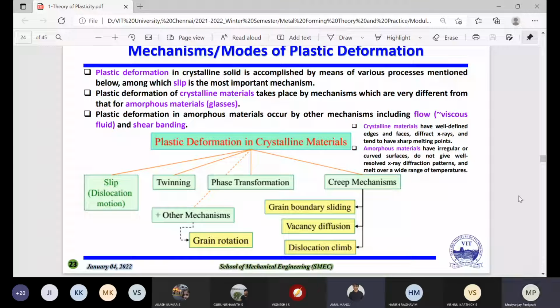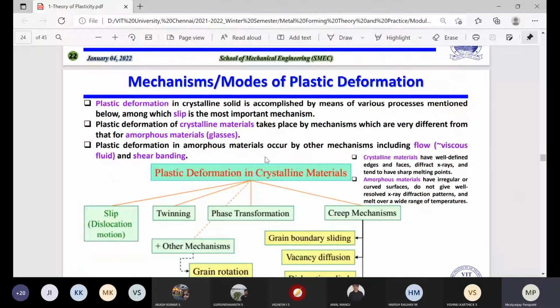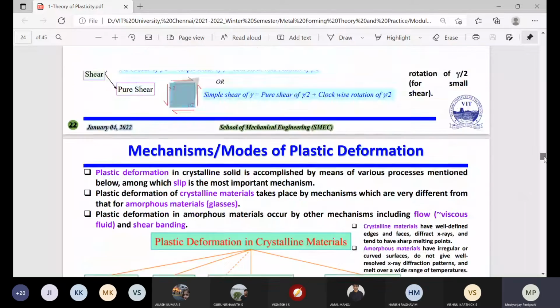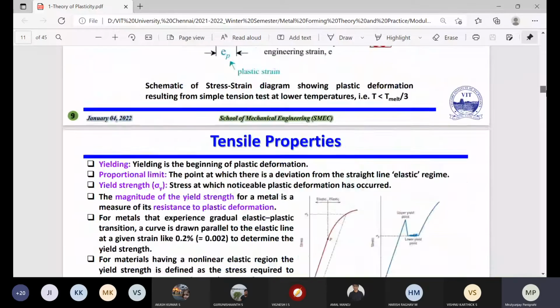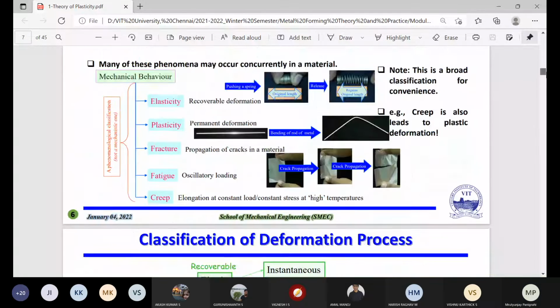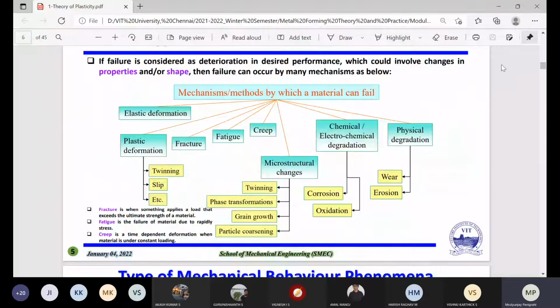Okay. So today we will talk in more detail about the mechanisms or modes of plastic deformation. I put the schematic diagram we had discussed in an elaborate way. Maybe I will just go back to the previous one. One second. Yeah, this slide I have talked about the mechanisms or methods by which a material can fail.